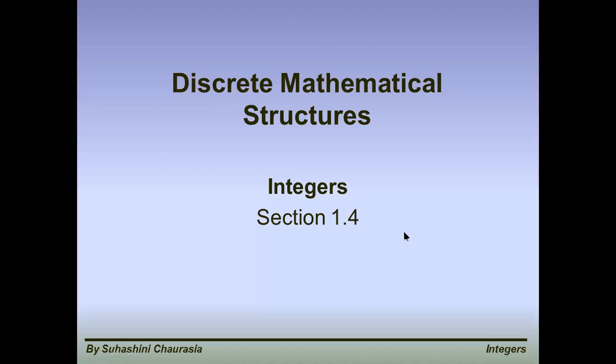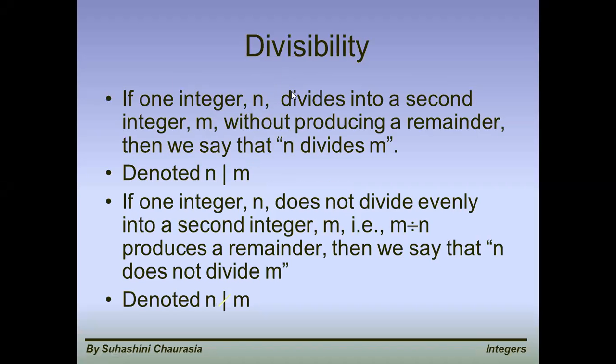I'll begin with integers. Just check the divisibility. Again, refresh the divisibility. If one integer n divides into a second integer m without producing a remainder, then we say that n divides m. m is my numerator and n is my denominator.